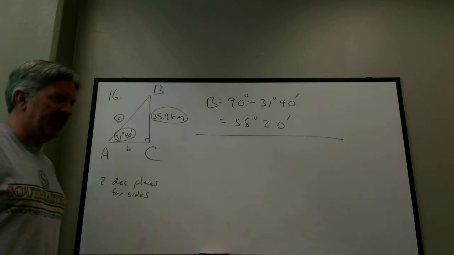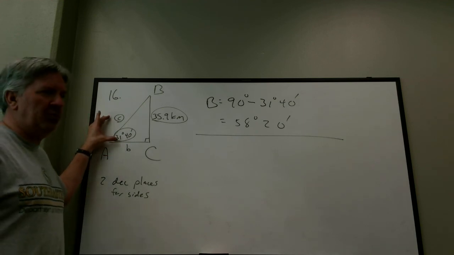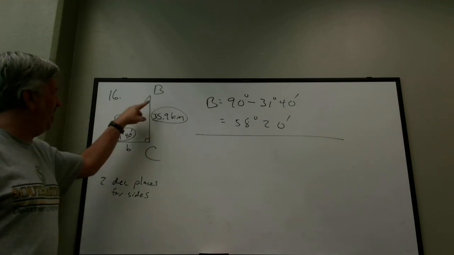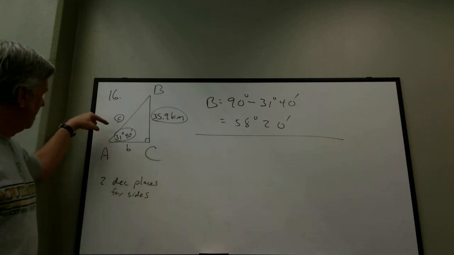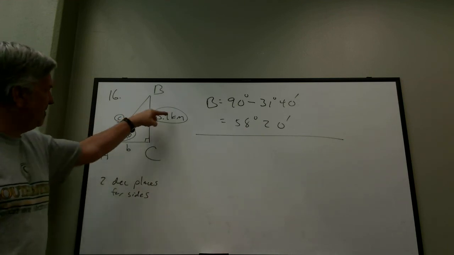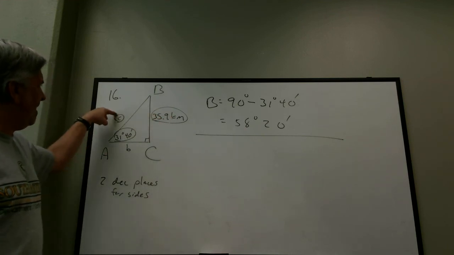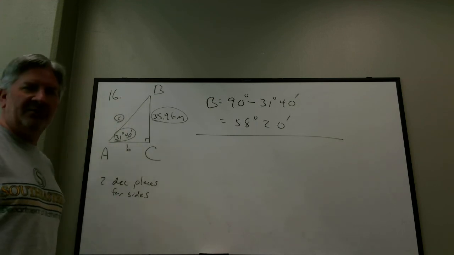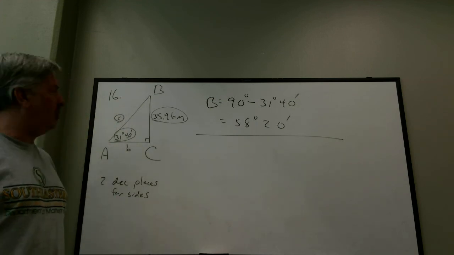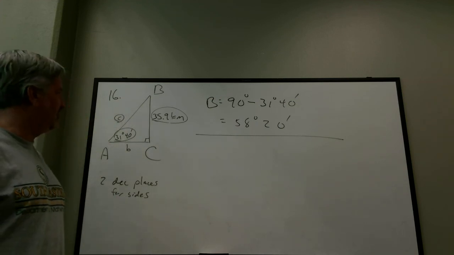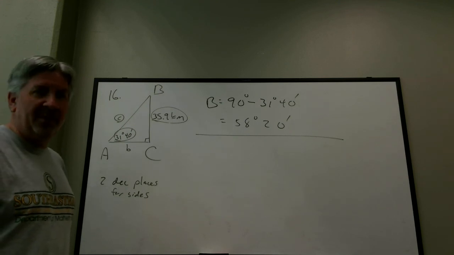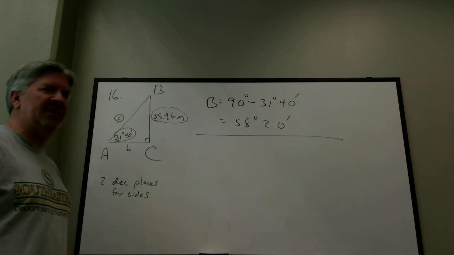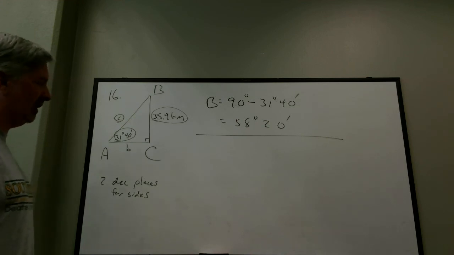Then ask yourself, from the things I've chosen, what trig function relates these three values? Here's my angle. I have the side opposite, and I have the hypotenuse. What trig function involves opposite and hypotenuse? Well, sine or cosecant. But I'm going to use the calculator eventually, so I might as well just use sine, because if I use cosecant, I'll have to take the reciprocal to use the calculator anyway.